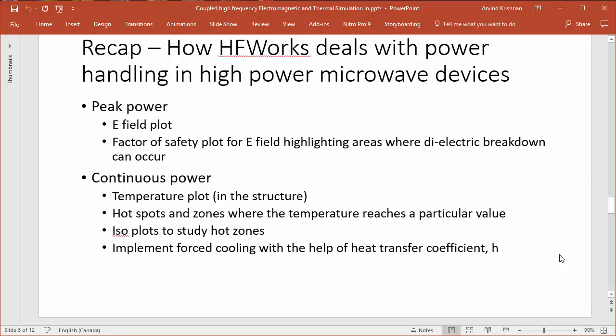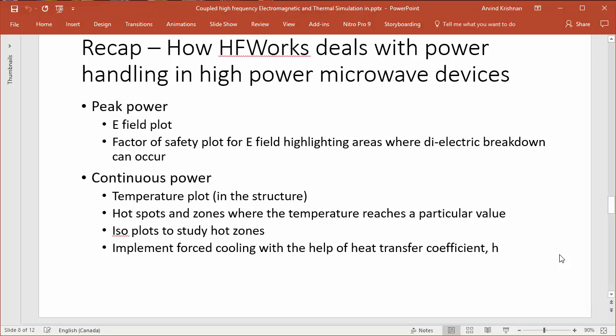Now just as a recap, how does HFWorks deal with power handling in these high power microwave devices? Let's start with peak power. HFWorks is capable of giving you the electric field plot inside your entire model, and it is also capable of plotting what is known as the factor of safety plot for the electric field, where it highlights the areas where dielectric breakdown can occur.